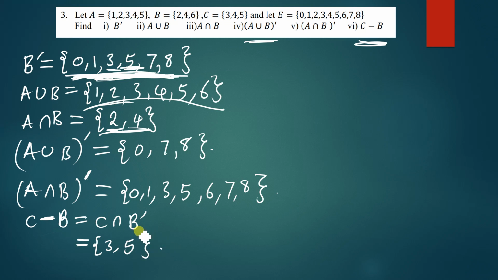So what I wanted to tell you is that when you have been asked to list C minus B, it is simply listing the set C, excluding what is in B. In other words, you are subtracting B from the elements that are in C. That's what this means. So this is the solution.